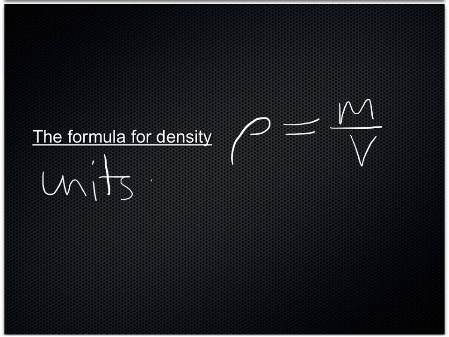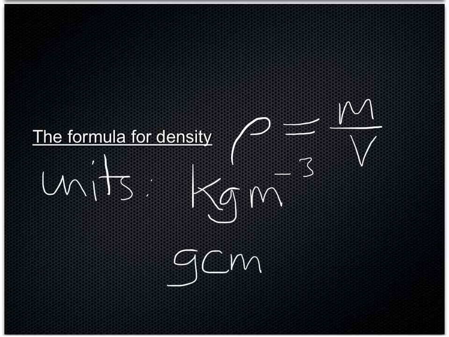The formula for density, we've just seen that, is mass divided by volume. And the units, well, there are two types of units. We can use kilograms for mass and divide by cubic meters for volume. So we'd write kg per cubic meter with a minus sign there. And the other option is to measure the mass in grams and the volume in cubic centimeters. So it'd be grams per cubic centimeter.